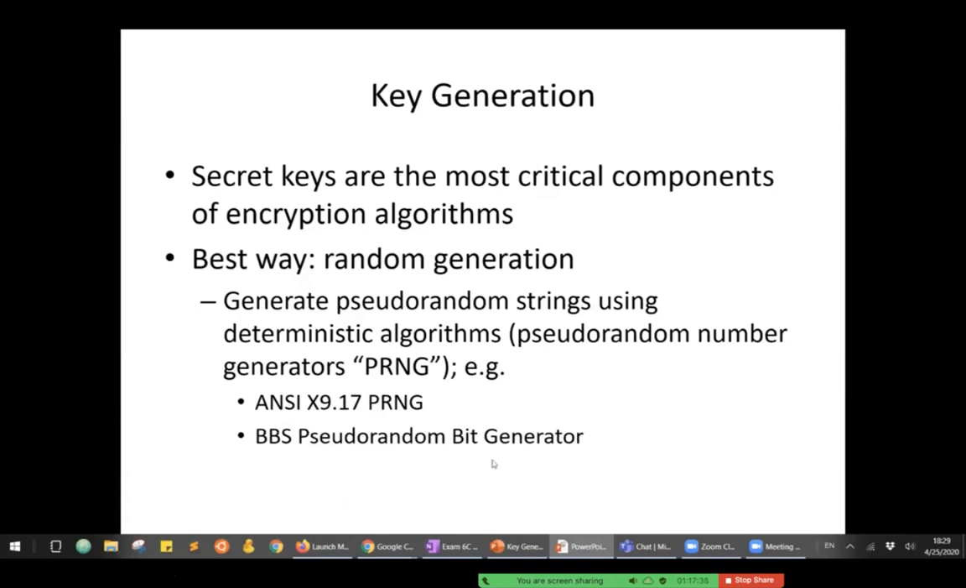So it generates a random bit, one at a time, like flipping a coin. You flip a coin, you can either end up with 1 or end up with 0. This BBS pseudo-random bit generator has a good statistical property that we're going to mention later.